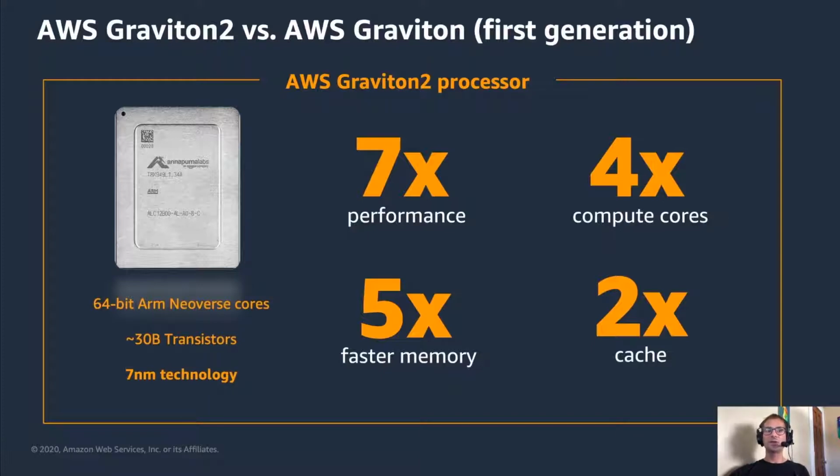It's built using a more modern manufacturing technology, on 7 nanometer instead of 16 with the first generation. And overall, it brings 7 times more performance. It has 4 times the number of cores of the first generation. It now has 64 cores and faster memory.